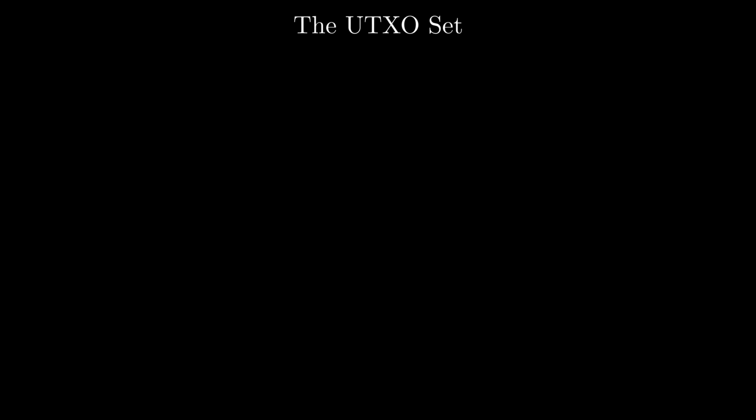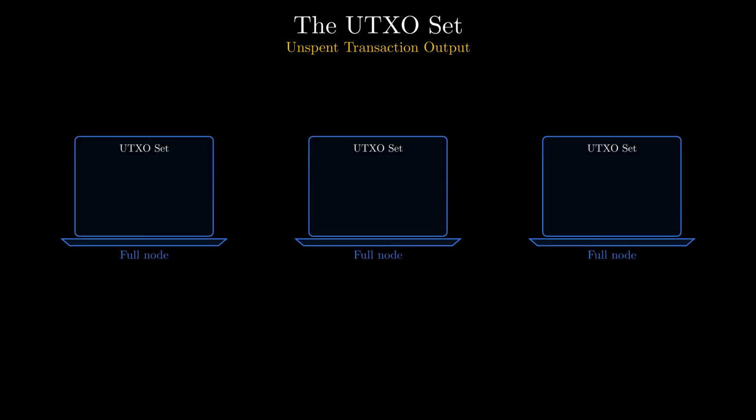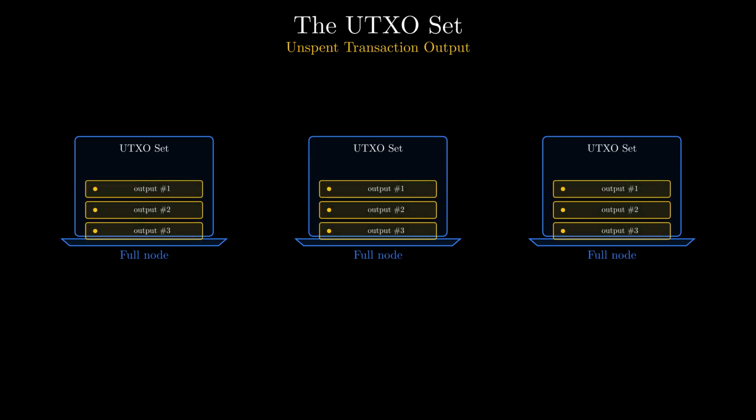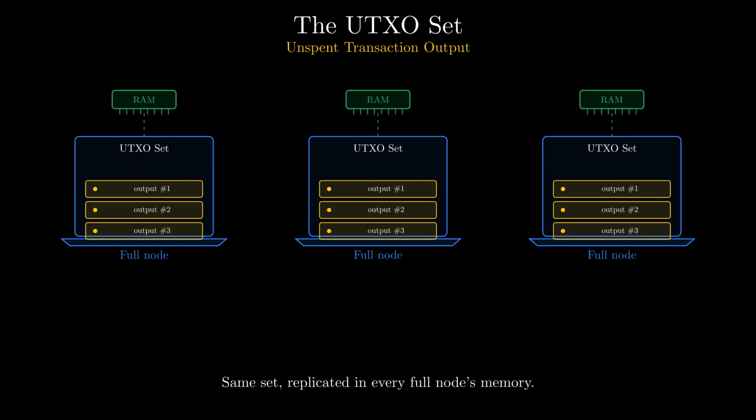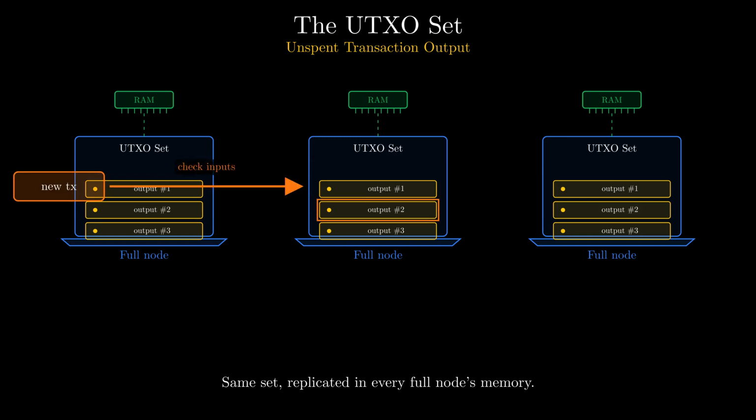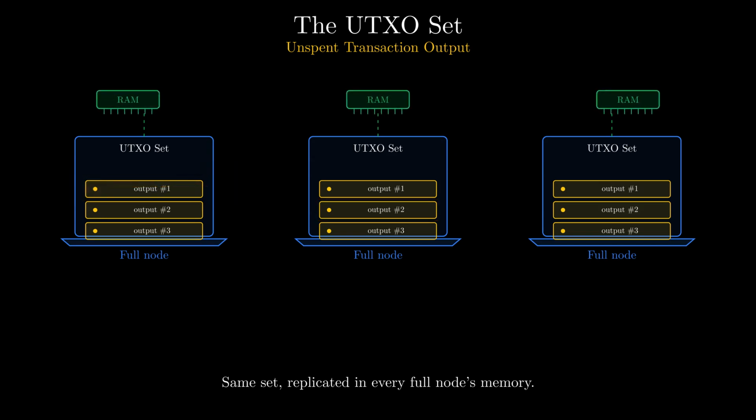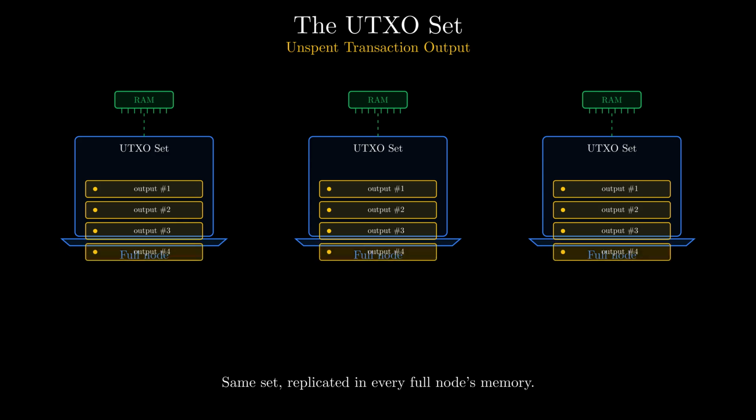Meet the UTXO set. UTXO means unspent transaction output, every coin that hasn't been spent yet. A full node, which is any computer that independently validates the entire chain, keeps this set in fast memory. When a new transaction arrives, the node must instantly check whether the inputs exist and are unspent, so the UTXO set lives in RAM. Every output you add stays there until it's spent. Bloat the set and you raise the hardware cost of running a node for everyone.